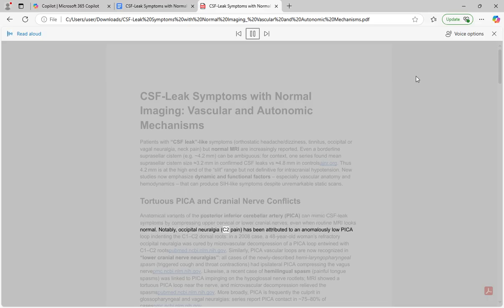Notably, occipital neuralgia, C2 pain, has been attributed to an anomalously low PICA loop indenting the C1, C2 dorsal roots. In a 2008 case, a 48-year-old woman's refractory occipital neuralgia was cured by microvascular decompression of a PICA loop entwined with C1, C2 roots.